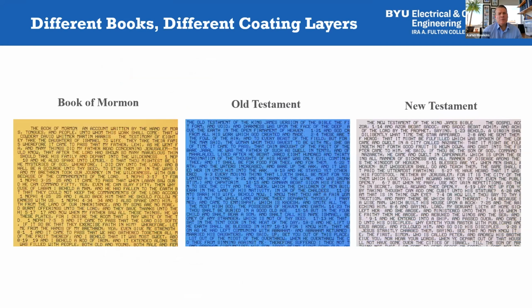While we were doing the Book of Mormon, we also did the Old Testament and the New Testament, and used different areas because of the different text sizes or total text. But then we also coated them with different colors. The New Testament has an aluminum coating. The Old Testament appears blue. That isn't a metal coating. It's actually a silicon dioxide that was grown on the surface, and you're seeing it blue. It's an optical interference effect that makes it appear blue.